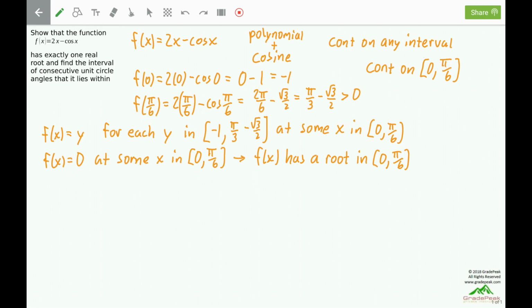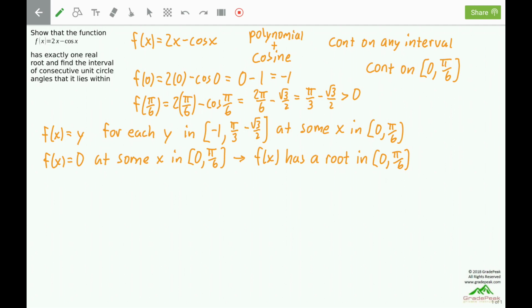So we've now shown that it has a root, and we've found the interval of consecutive unit circle angles that it lies within. The last thing to do is show that it has exactly one root, which the intermediate value theorem does not show. The mean value theorem is needed for that. Now, the mean value theorem requires two conditions that it needs to follow for the mean value theorem to apply.